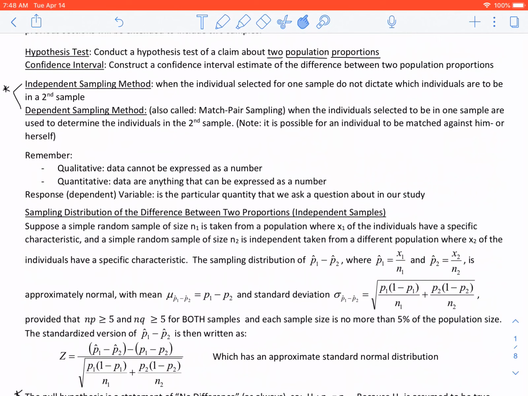A few things to remember here: qualitative and quantitative data, and a response variable. I'll let you look over those.